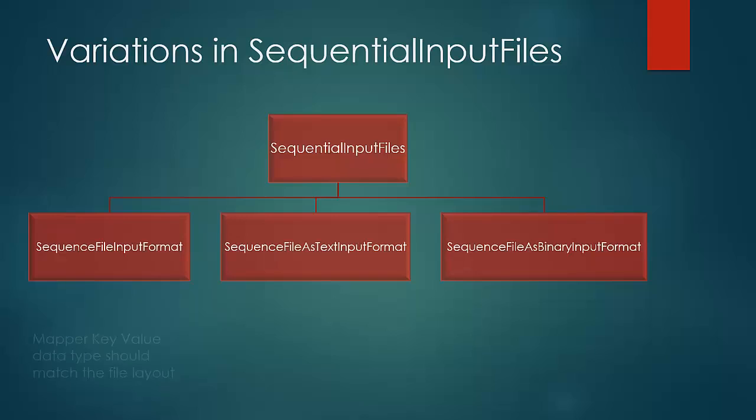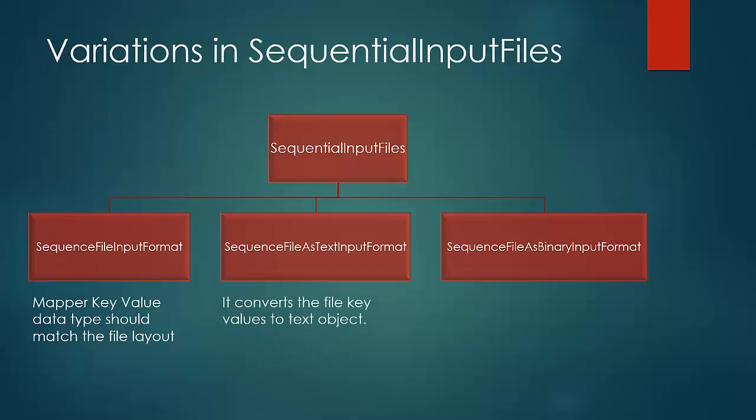First is SequenceFileInputFormat. In this, the mapper and key-value data types should match the file layout. Second is SequenceFileAsTextInputFormat. It converts the keys and values into text objects, and so both keys and values would be treated as text. SequenceFileAsBinaryInputFormat fetches the whole record as an object and retains the binary encoding. Mappers should have the process to handle these.